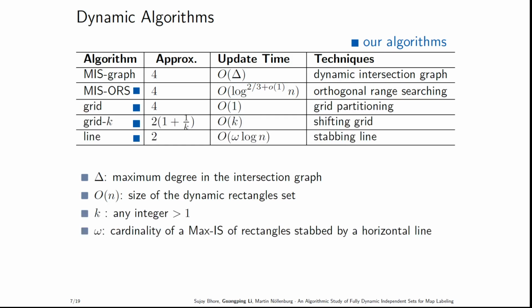After these two maximal independent set approaches, we also studied dynamic approximation algorithms for maximum independent sets. Besides two grid-based approaches, we introduce one approach called line in our paper. It uses stable line partitioning and maintains a 2-approximate maximum independent set. And due to time constraints, I will talk about MIS-ORS and this approximation approach line. Please refer to our paper for the other 2 algorithms.